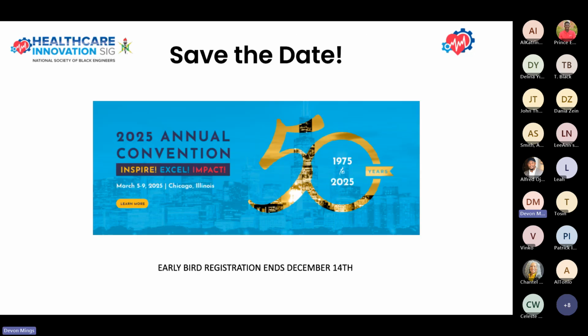The next upcoming event we'd like to talk about is the upcoming 2025 annual convention. This will be the 50th anniversary, so there should be a lot of celebrations geared towards this milestone. Early bird registration ends December 14th, which is right around the corner. So we encourage all of you, if you can, to make efforts to be present. It will be held in Chicago, Illinois. So please look into making arrangements if you're available for the 50th anniversary.